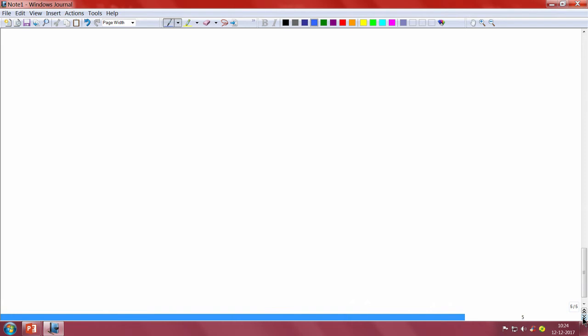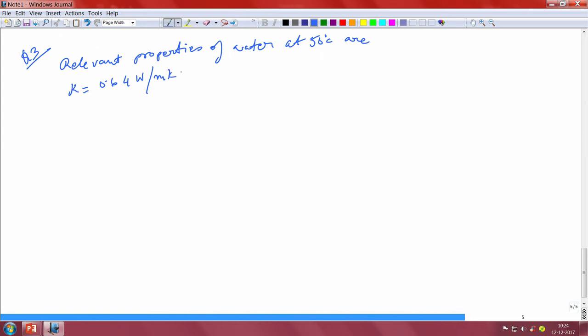Okay. So, in this particular case, question number 3, the relevant properties of water at 50 degrees Celsius are, say, k equal to 0.64 watt per meter Kelvin, nu equal to 0.00554 centimeter square per second, rho equal to 0.988 gram per cc, Cp equal to 4.18 kilojoules per kg K. So, to begin with, we have to show that the flow is laminar.